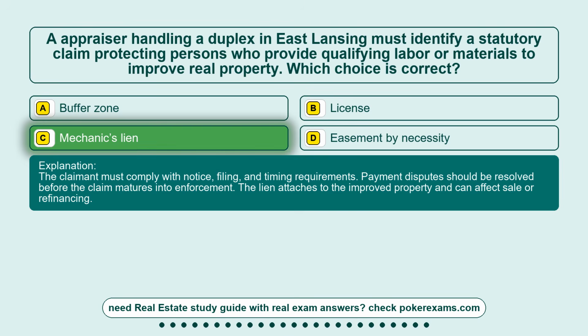The claimant must comply with notice, filing, and timing requirements. Payment disputes should be resolved before the claim matures into enforcement. The lien attaches to the improved property and can affect sale or refinancing.